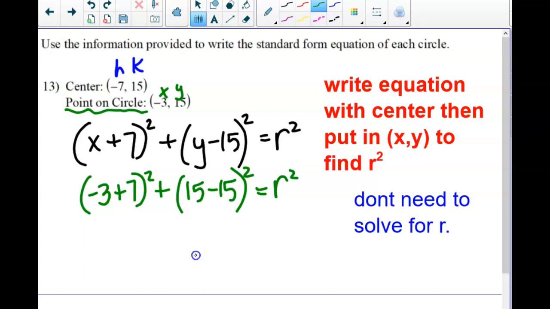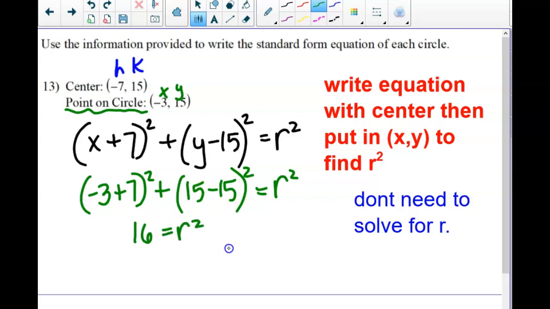Oh, can we find r squared now? I think you won't even need a calculator. What's negative 3 plus 7? 4 squared is 16, and this one is 0, right? So we have 16 equals r squared.